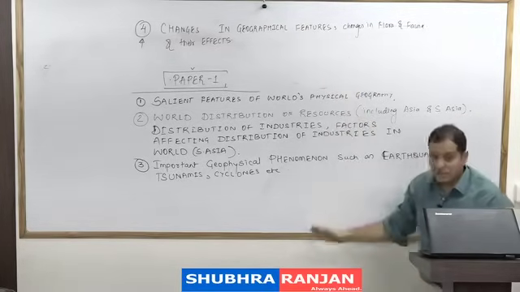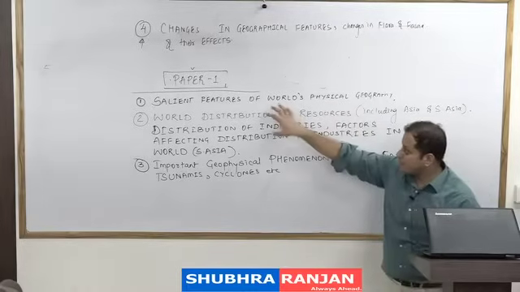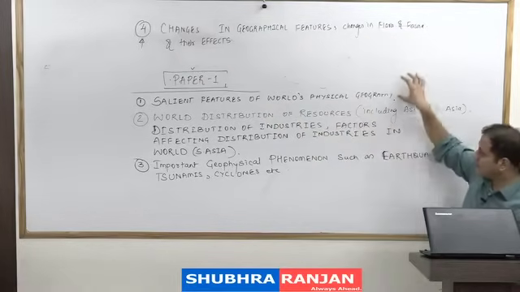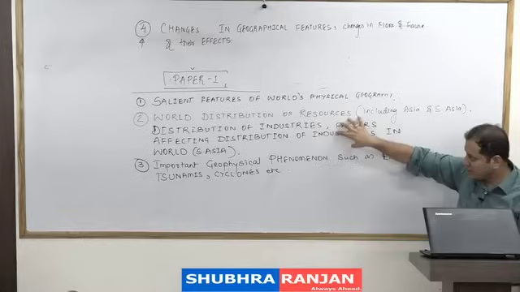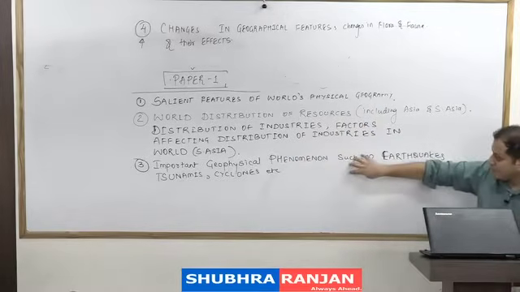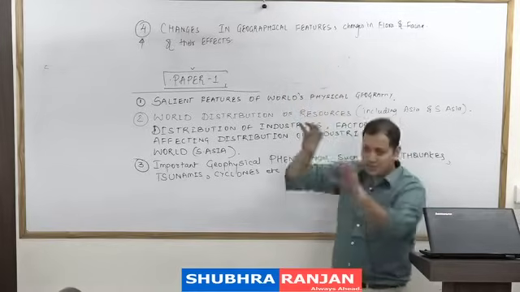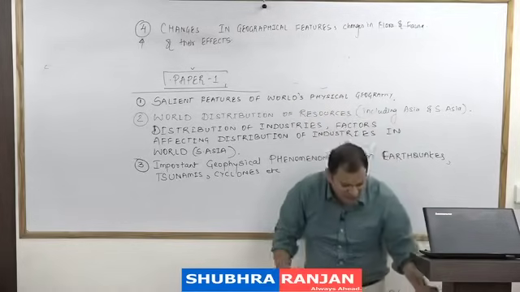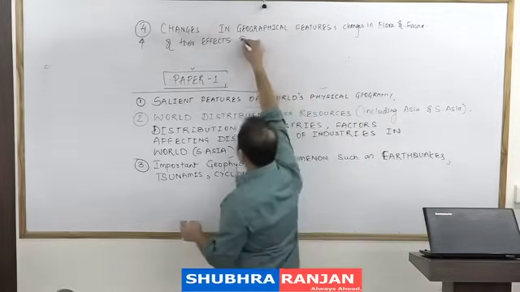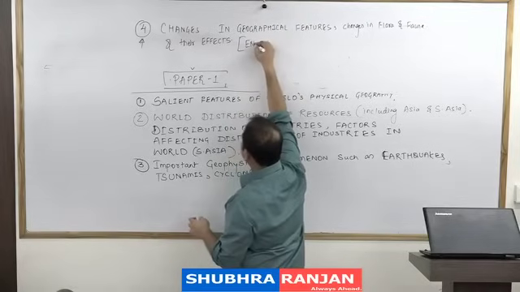So this is our syllabus in Paper 1. Salient features of the world's physical geography, world distribution of resources, important geophysical phenomena such as earthquakes, tsunamis, cyclones, etc. And fourth, changes in geographical features, etc. This is nothing but, just remember, one part of environment and ecology.